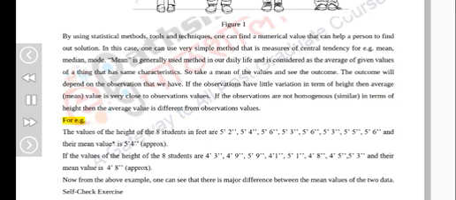For example, the values of the height of 8 students in feet are 5 feet 2 inches, 5 feet 4 inches, 5 feet 6 inches, 5 feet 3 inches, 5 feet 6 inches, 5 feet 3 inches, 5 feet 5 inches, 5 feet 6 inches, and their mean value is 5 feet 4 inches approximately.